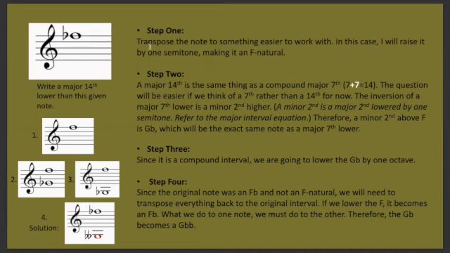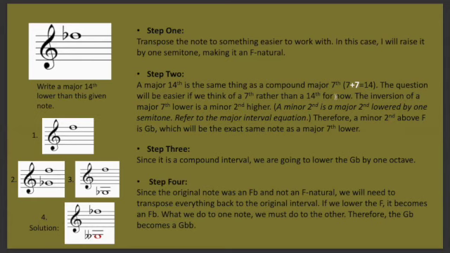Step 1. Transpose the note to something easier to work with. In this case, I will raise it by one semitone, making it an F natural. So here is an F flat, a bit tricky. I'm going to make that an F, and that just happens to be raising it by a semitone. Step 2. Let's understand this compound interval. A major 14th is the same thing as a compound major 7th, because remember we always add the number 7. The question will be easier if we think of a 7th rather than a 14th for now.